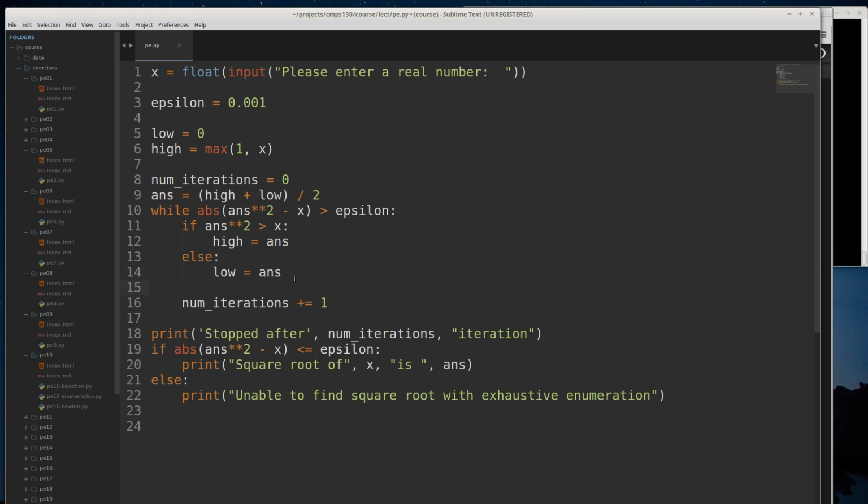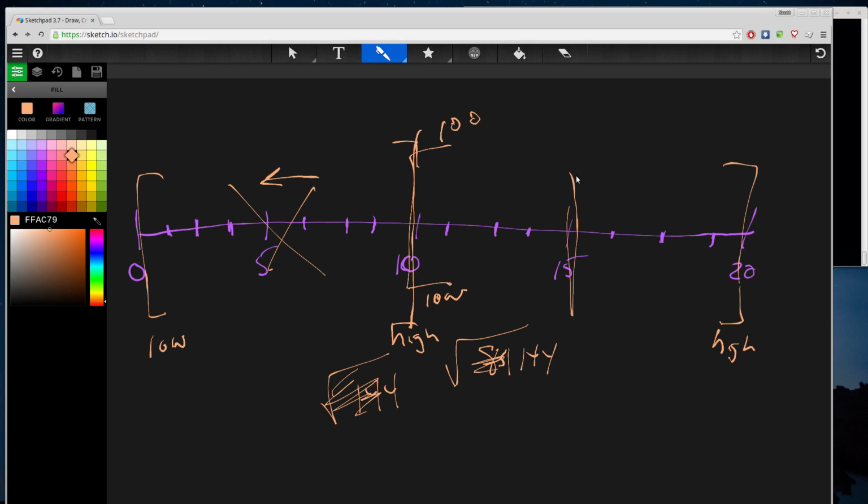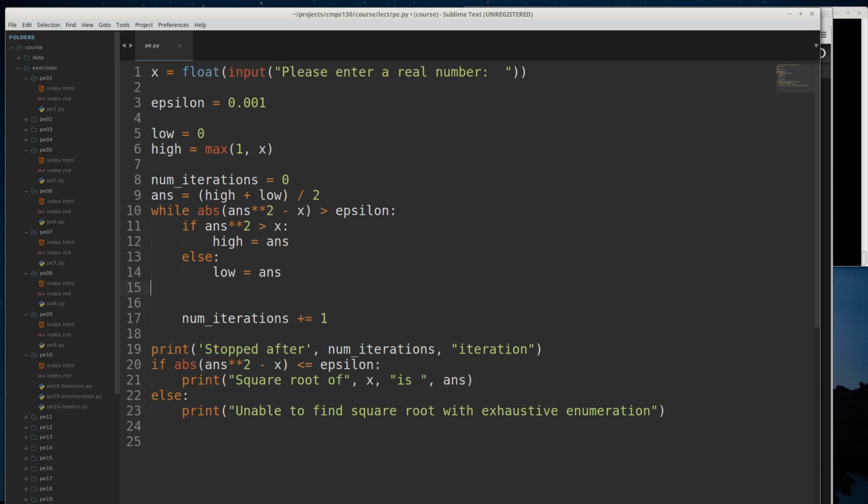Okay, so once we've determined the new high and low points, we need to find the new answer, because we want to come up with a new midpoint. So it's going to be halfway between high and low. And whether or not low is 0 doesn't make a difference. We just need to come up with that new answer. So answer equals, and again, this is consistent with what I did above, high plus low divided by 2. And that'll give us the midpoint between high and low.